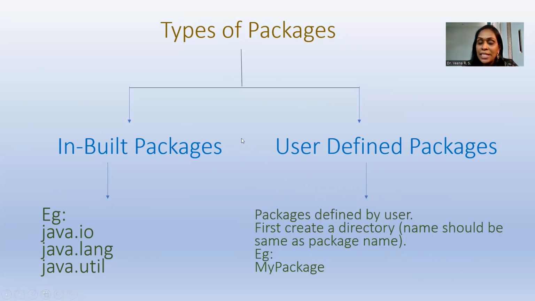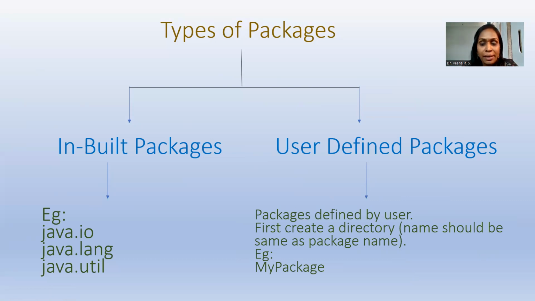User-defined packages are basically the packages created or defined by the user. And there is a condition that if you want to create a package, it is mandatory that there should exist a directory or a folder with that particular name, because the package is going to act as a folder. So first you should create a directory, and the name of that directory and the package should be exactly the same. And then you can store n number of classes into that.